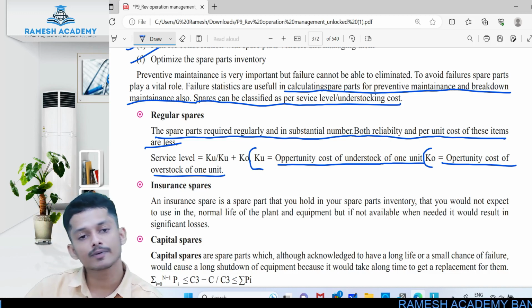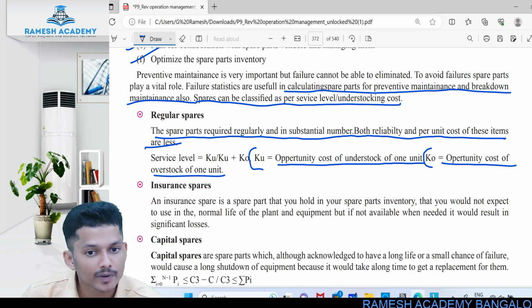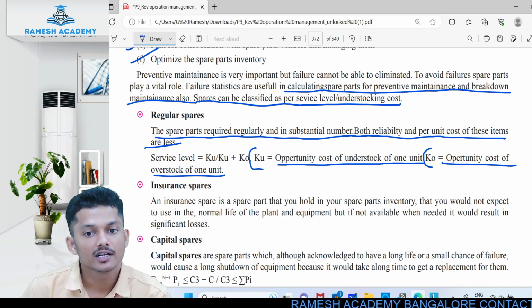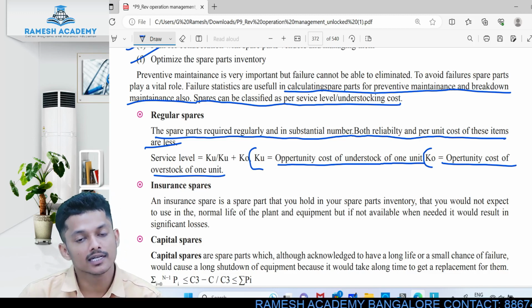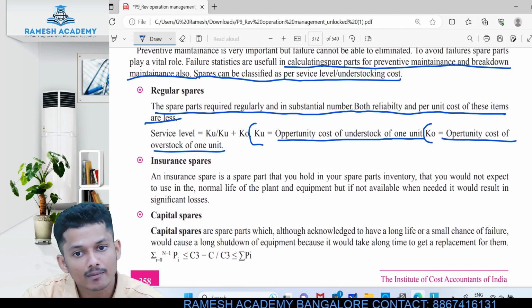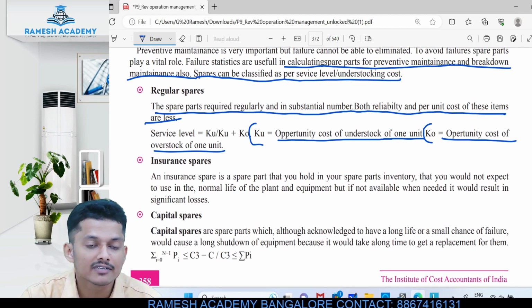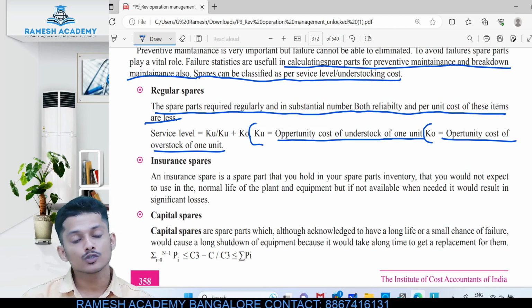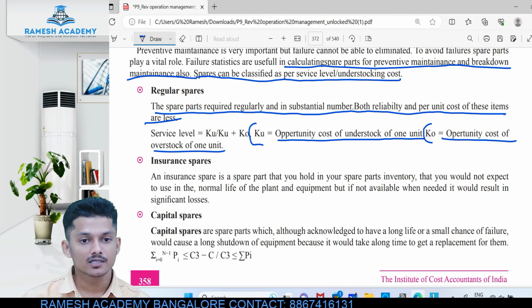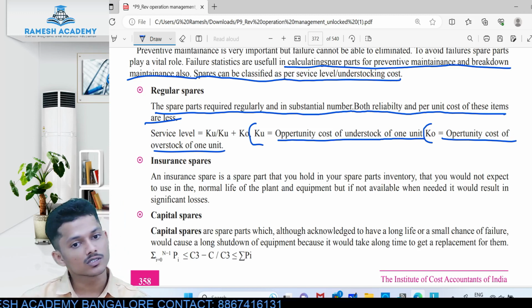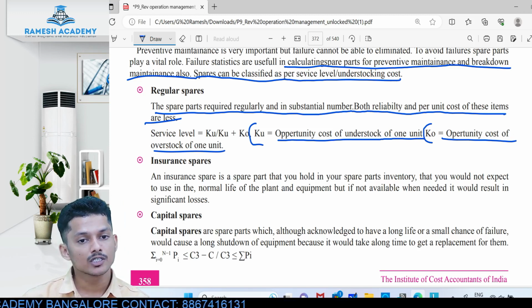Next, insurance spares. An insurance spare is a spare part that you hold in your spare parts inventory that you would not expect to use in the normal life of a plant and equipment, but if not available when needed, it would result in significant losses. Suppose you have not kept insurance spares. It is not always needed. Sometimes when the situation is bad or worse, if you do not have this insurance spare, it will result in significant losses.